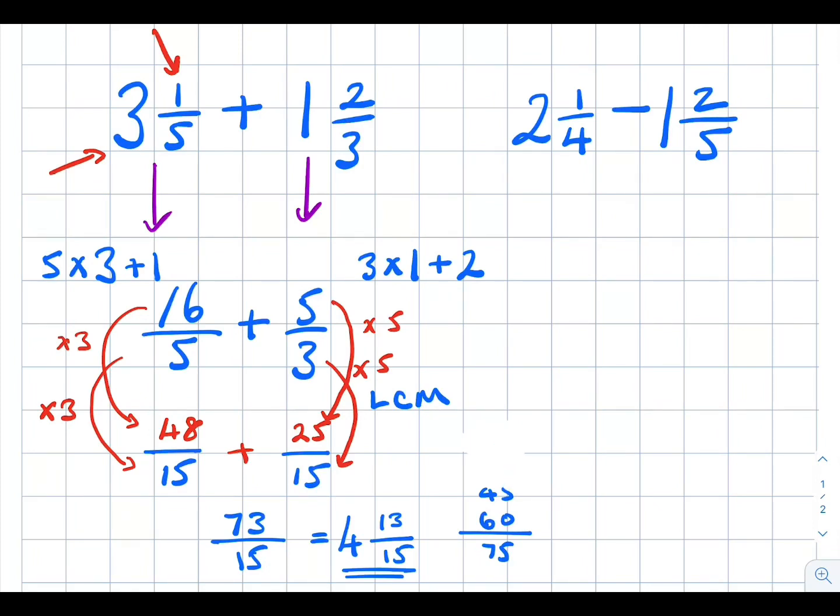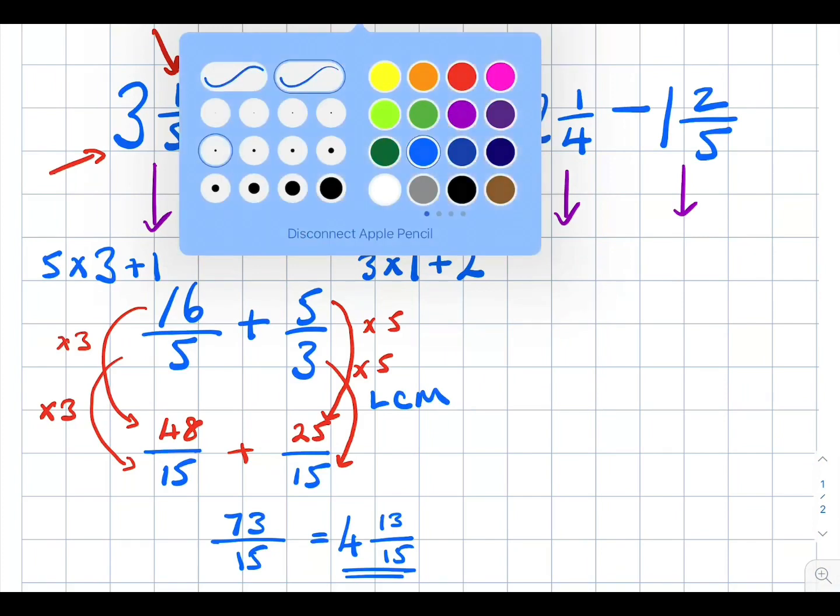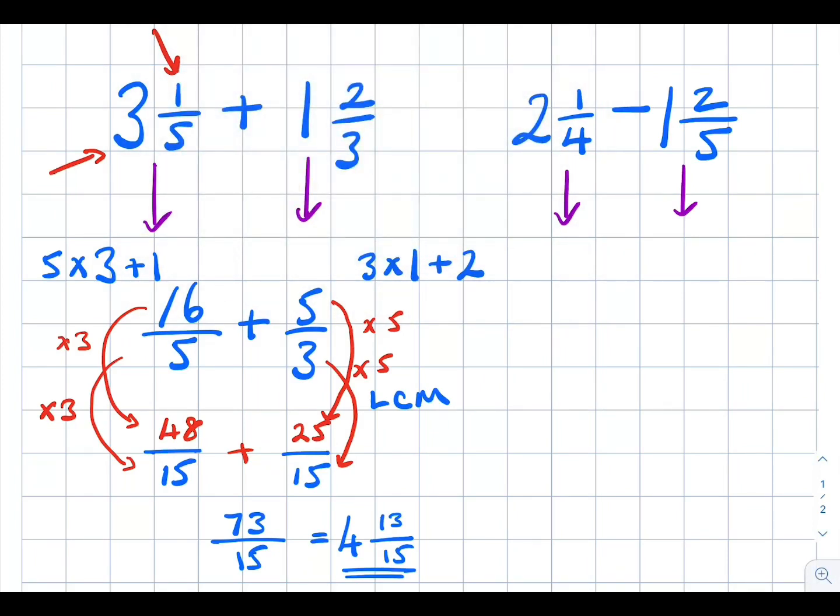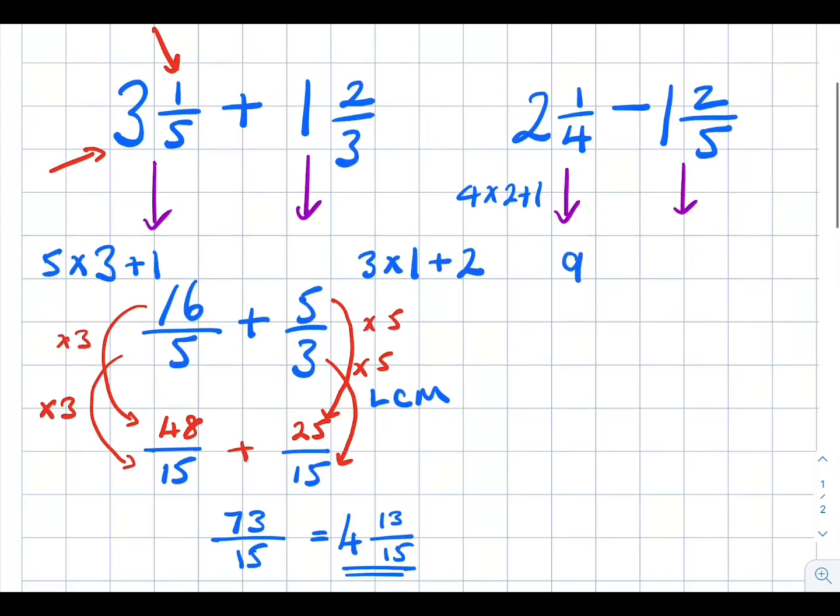Okay, just going to move this out of the way to make some room for the next one. Just have a quick look at the next one too. This time we're subtracting, again involving mixed numbers. So the first idea is to turn each mixed number into an improper fraction. Here we're going to be doing 4 times the 2 and then add the 1, which gives 9, and that's going to be 9/4.